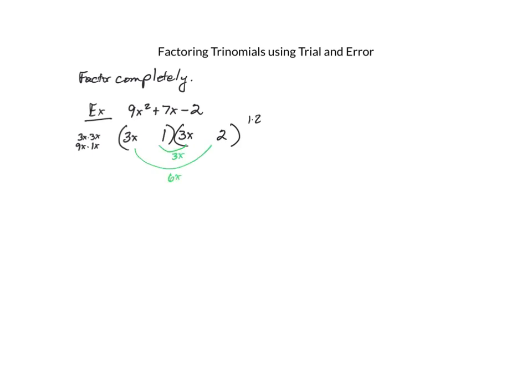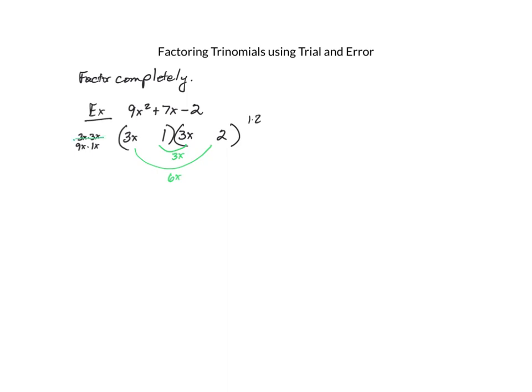I don't care what you do with the signs. You can't get a 7x from that. And notice on this one, I'm not going to switch the 1 and the 2, because the leading terms right here were both the same. If these are the same, then switching the 1 and the 2 doesn't change your result. So we see that 3x and 3x does not work.